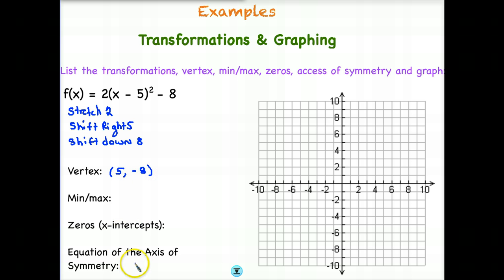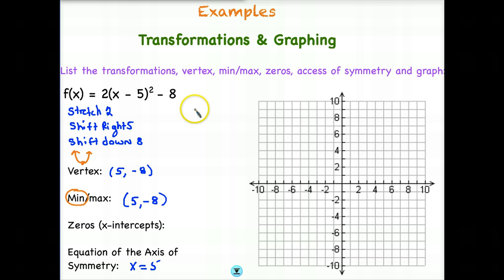I can also go ahead and write in my axis of symmetry. It's going to always be the x-coordinate, so x will always equal 5. I know the value of the minimum or maximum. It's 5, -8, but I need to figure out, again, if my graph is going to open up or down. Since 2 is positive, I know that my graph will open up, and this point right here will be my minimum, so I know I have a minimum.